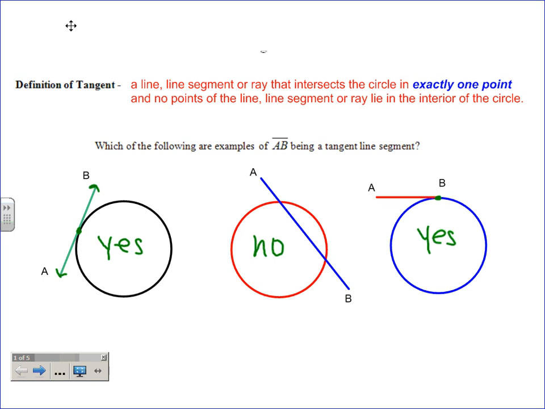Okay. So any question what a tangent's going to look like? I don't understand the question. Line segment go inside the circle? No. A line segment cannot go inside the circle at all to be a tangent. That's called something else.